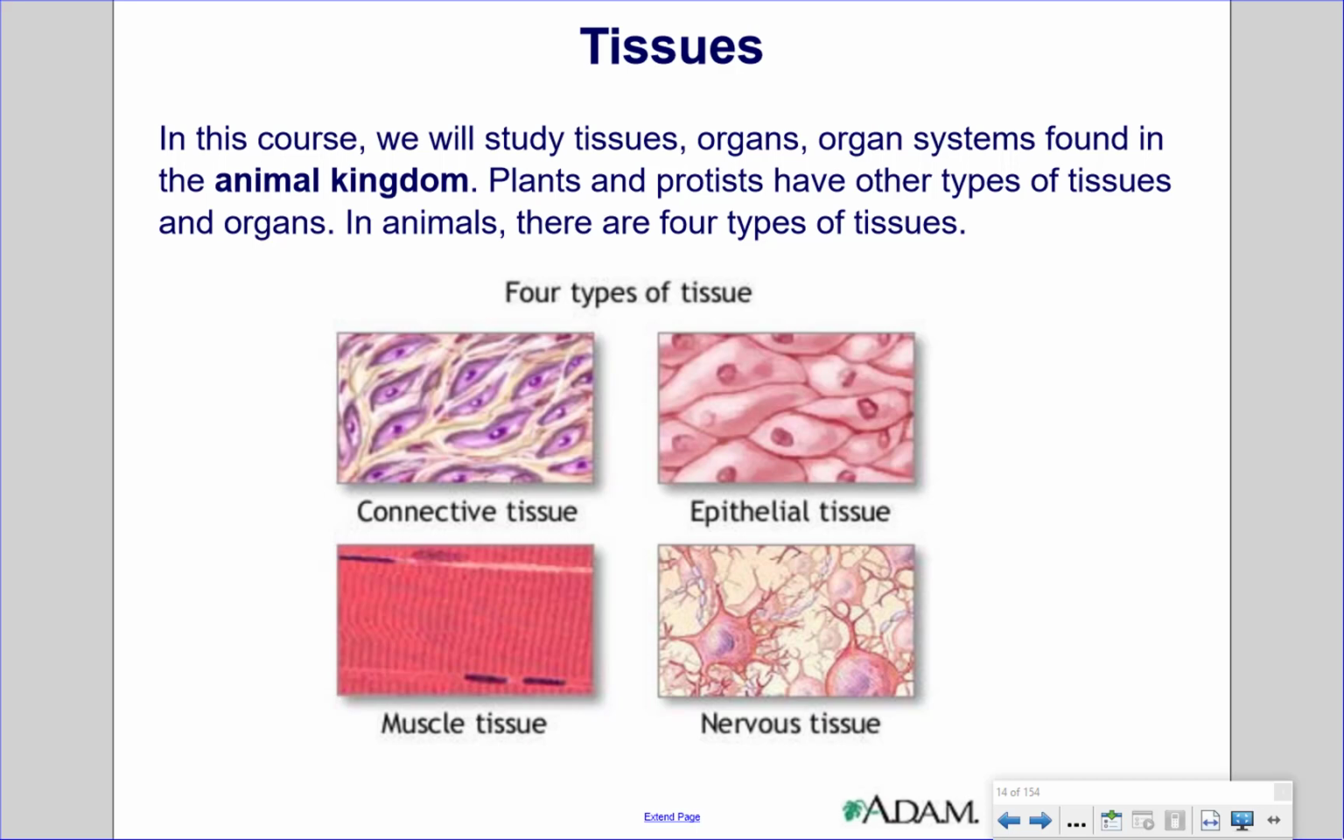Tissues. In this course, we will study tissues, organ systems found in the animal kingdom. Plants and protists have other types of tissues and organs. In animals, there are 4 types of tissues. They include connective tissue, epithelial tissue, muscle tissue, and nervous tissue.